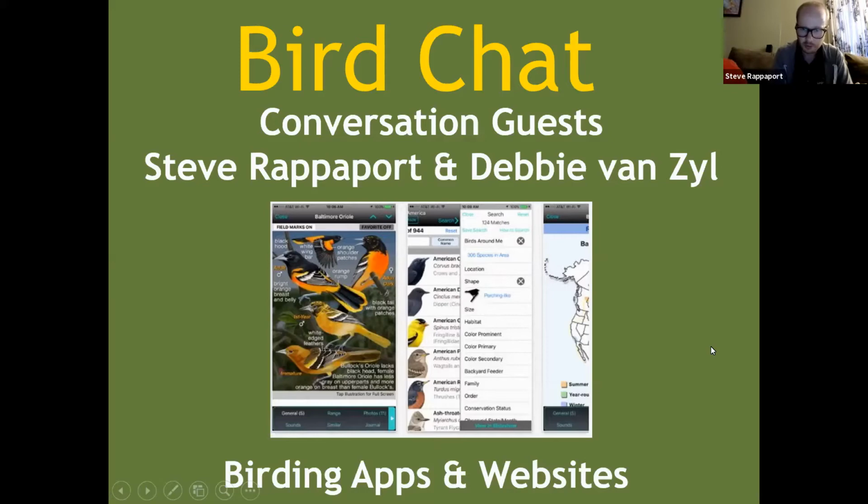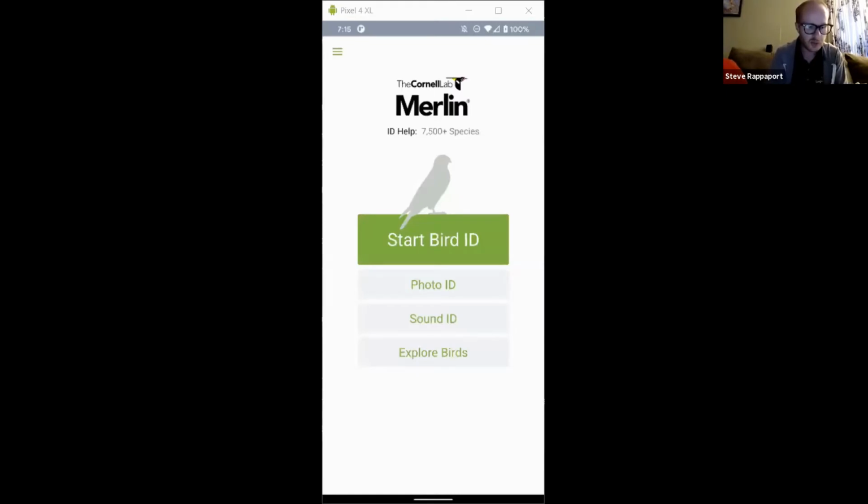Sure, yeah. So last year when we did a similar presentation, we talked a bit about Merlin, but that was before they introduced the Sound ID aspect, which they just released a couple weeks ago. So if you're already using Merlin, make sure you update it on your phone. If you're not familiar with Merlin, it's a free app from Cornell Lab, and it's a pretty well-rounded identification app.